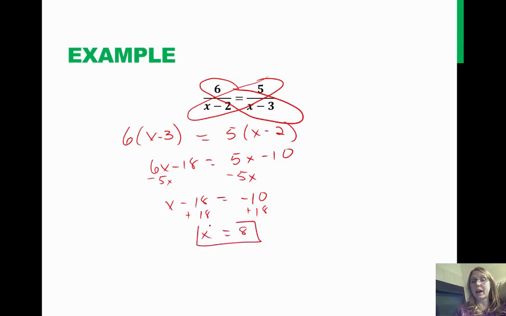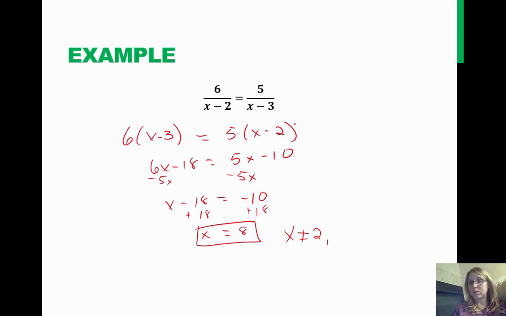Now let's go back and think about what the domain restrictions are. Here I have x minus 2. So because of that, x cannot be 2. And on this one we have x minus 3. So if I set that equal to 0, I know that x cannot be 3 either. So this is also part of our answer. We know that x can be 8 and it cannot be 2 and 3.